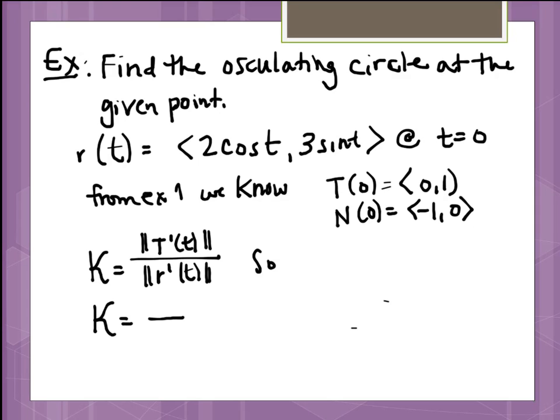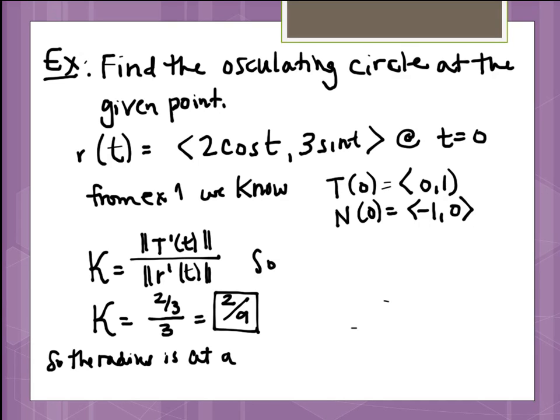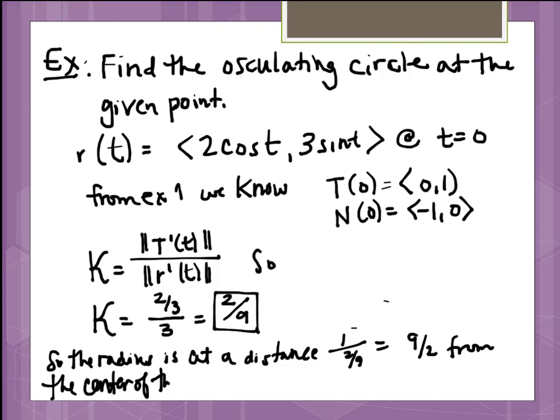Okay, so on the top, the magnitude of T prime of t is 2/3. And then the magnitude of r prime is actually 3. So we get that the curvature is 2/9. So the radius is at a distance that's 1 over the 2/9, or 9/2, from the center of the circle.